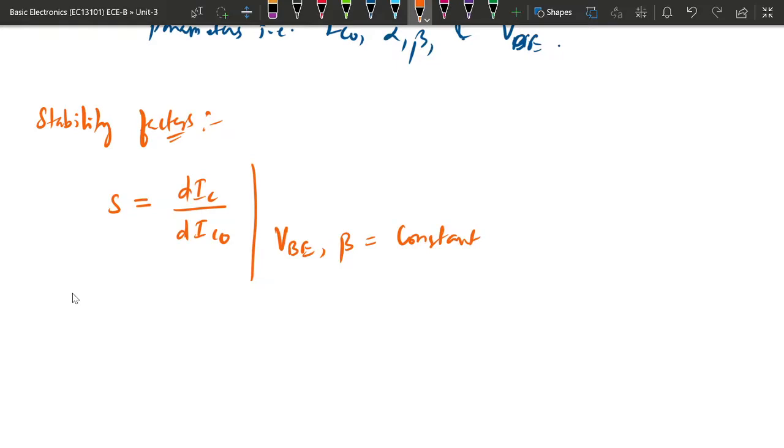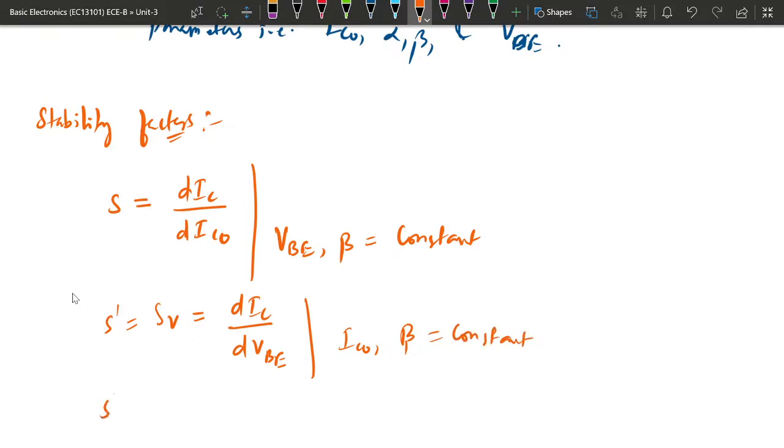Another stability factor defined is S dash, that is represented by SV. This is like IC with change in VBE, if VBE is changing such that ICO and beta are constant. Another stability factor is S double dash, that is represented by S beta. It is like IC is changing with respect to change in beta. This is defined for ICO and VBE constant.